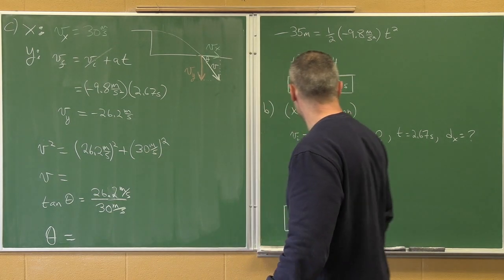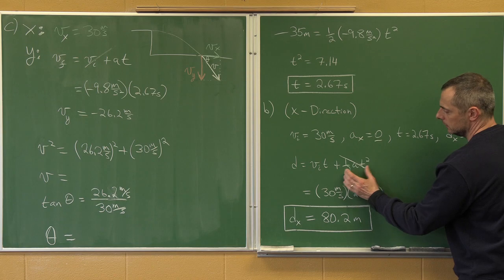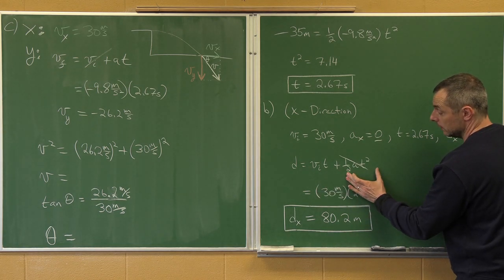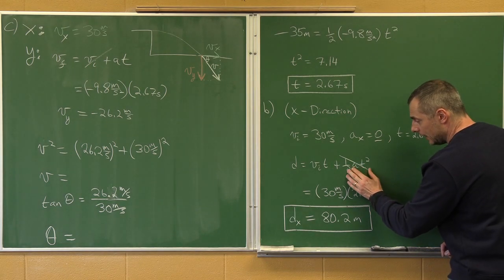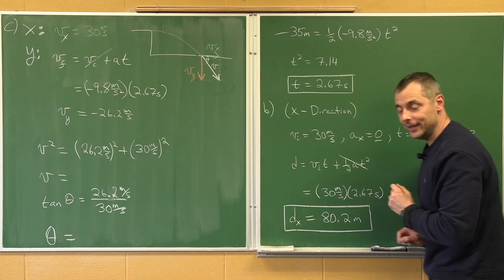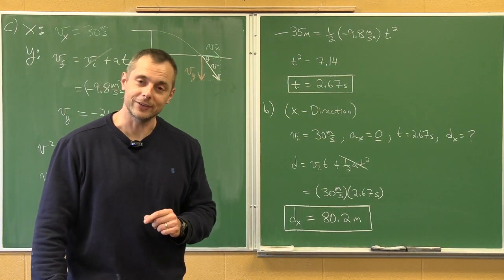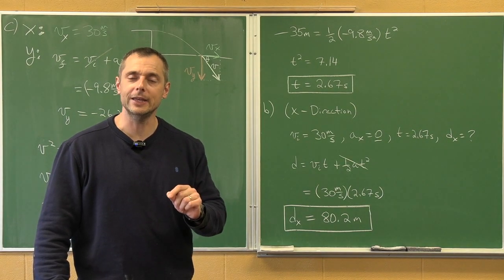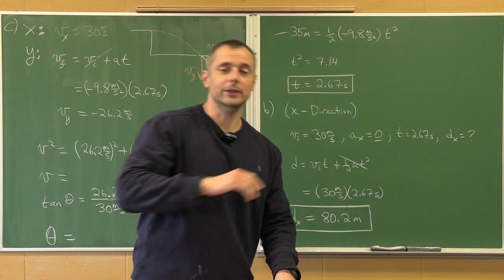In the y, I erased it, but what you have is d equals 1/2 at squared, because the initial velocity was 0. In the x, the acceleration is now 0, so you have dx equals vi t. And keep the data separate, solve away. So that is how you calculate the various things of a projectile going like this.